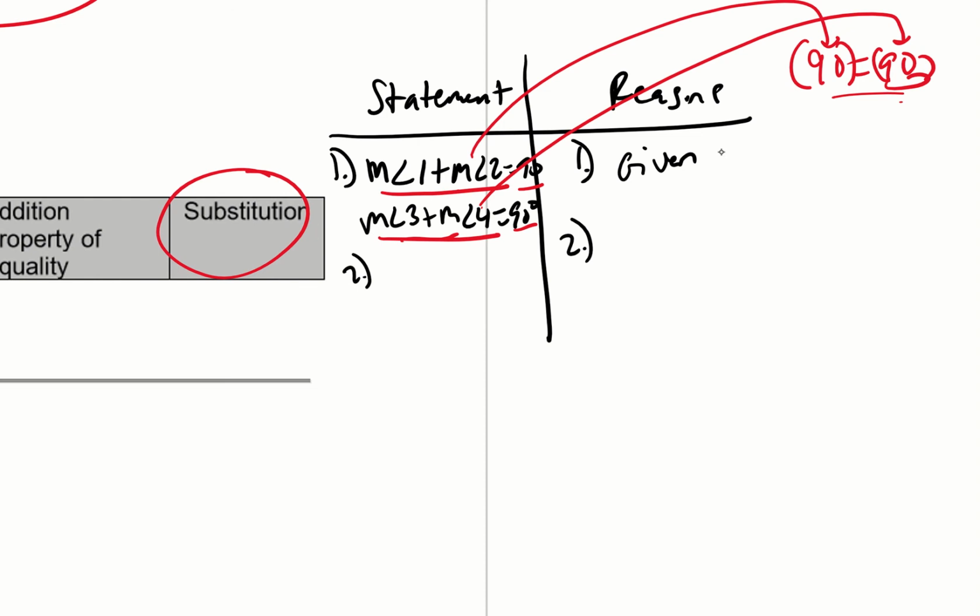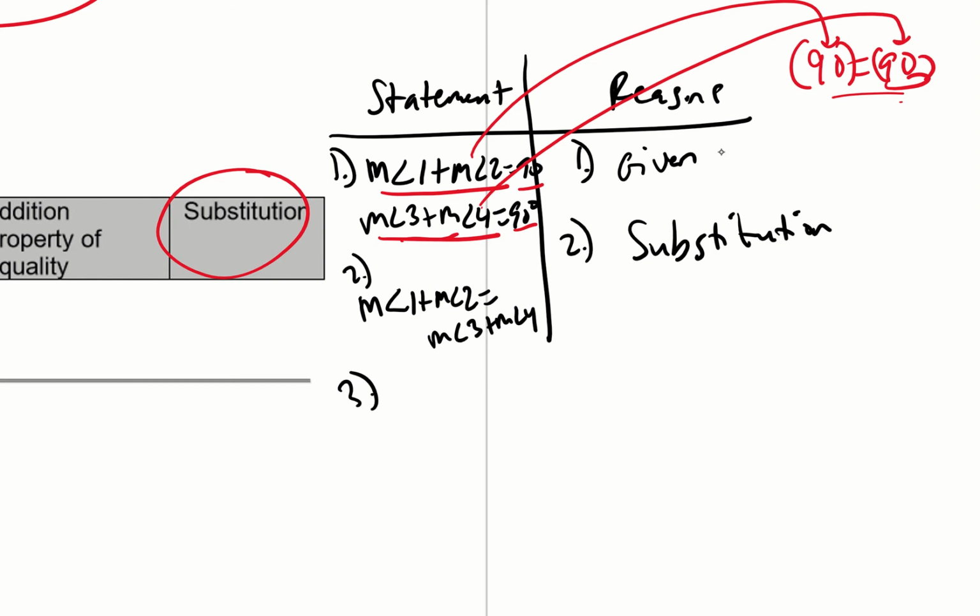And so now what we have is that angle 1 plus angle 2 is equal to angle 3 plus angle 4. And we'll employ the substitution property for this. Technically, I'm partial to using the transitive property for this, but you can also think of it as a substitution if you think about it this way.